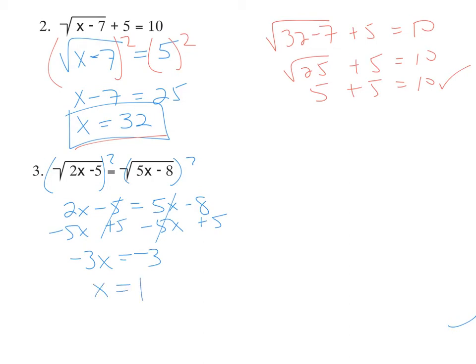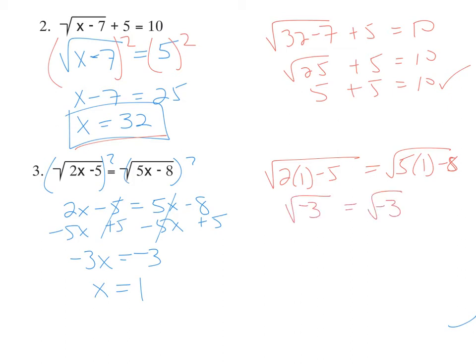Okay. Now I need to make sure I check this. The square root of 2 times 1 minus 5 has to equal the square root of 5 times 1 minus 8. And this is going to give me the square root of negative 3 has to equal the square root of negative 3. And that actually is, even though these are imaginary, that is actually a true statement.